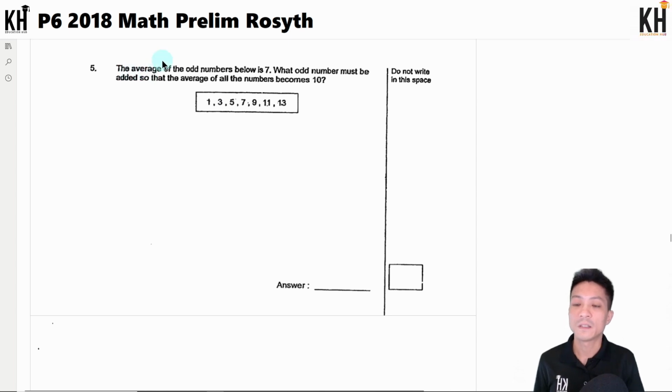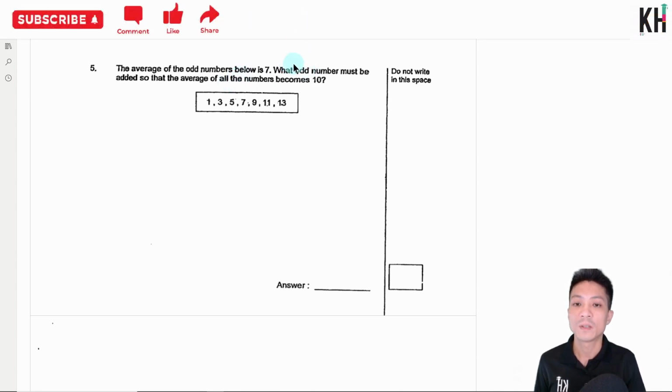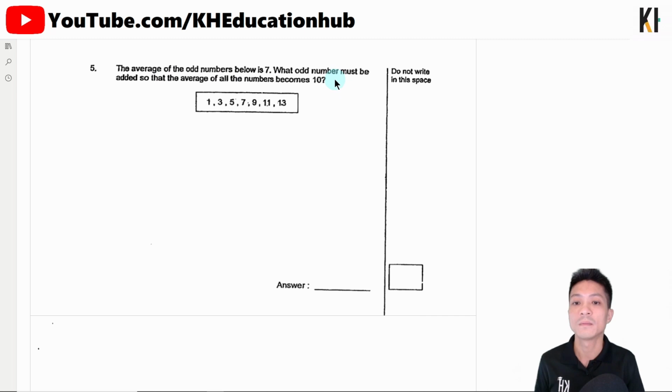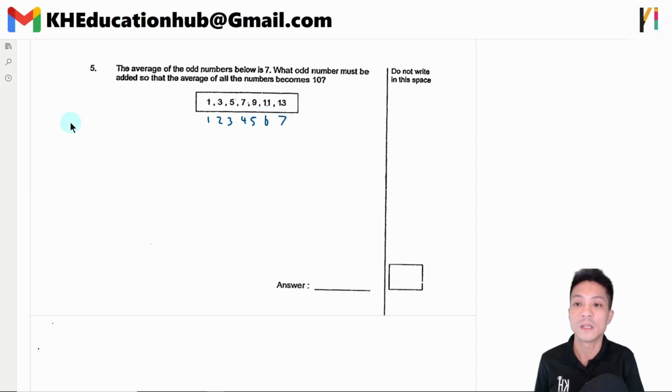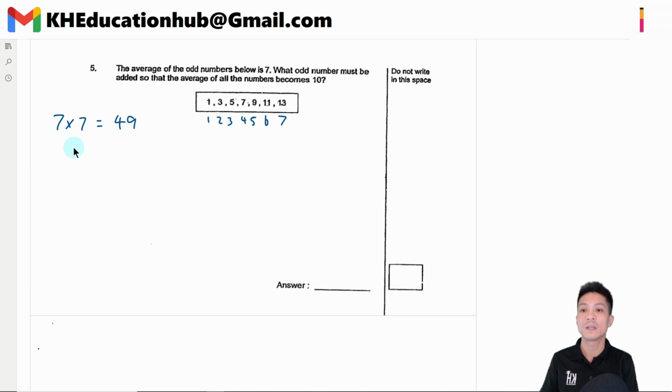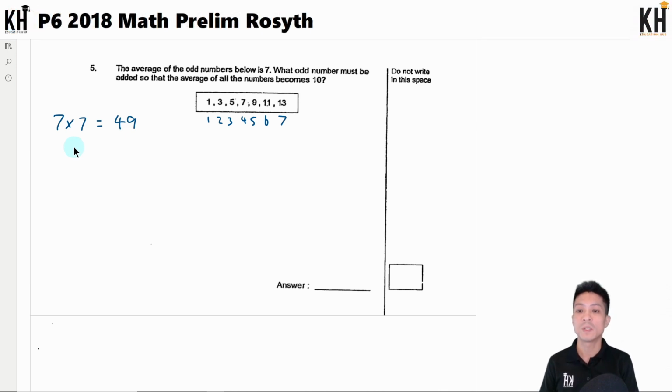Okay, question 5. The average of the odd numbers below is 7. Okay, what odd number must be added so that the average of all the numbers becomes 10? Okay, so there are like 1, 2, 3, 4, 5, 6, 7 numbers. Okay, that means the total of them will be 7 times 7, which is 49, right?